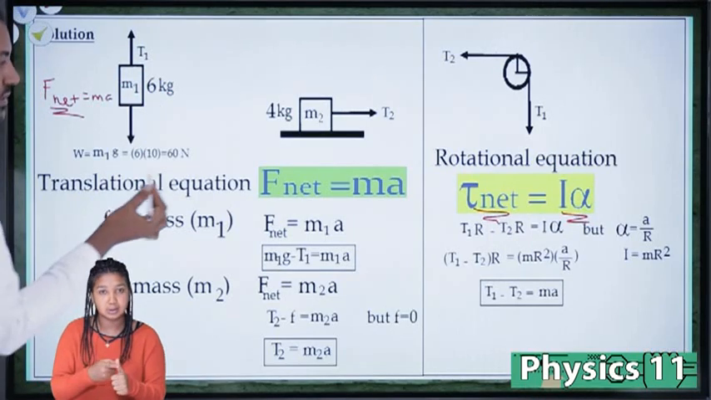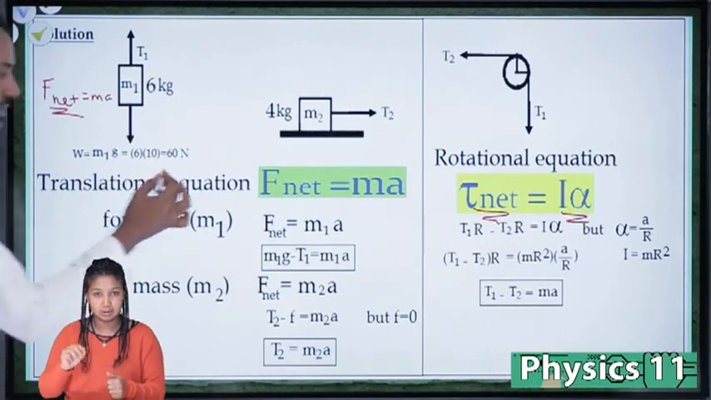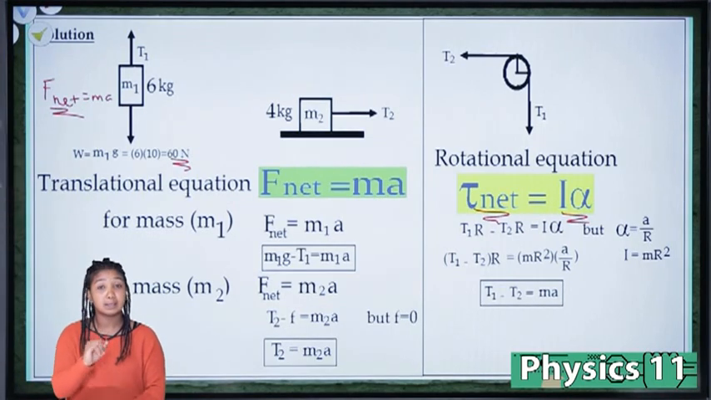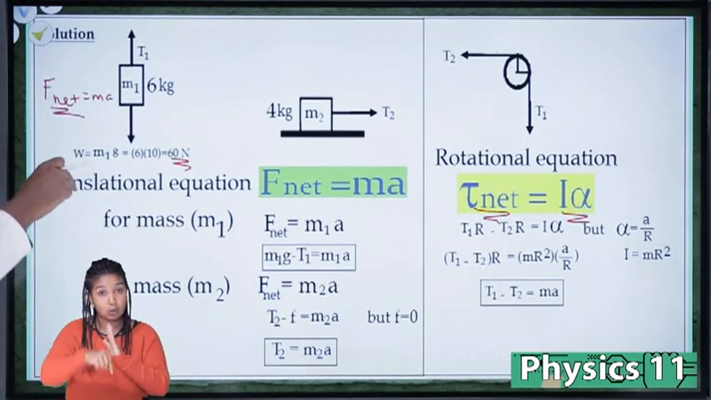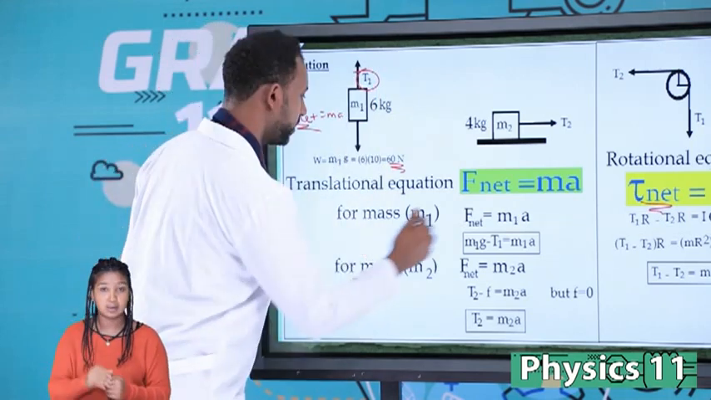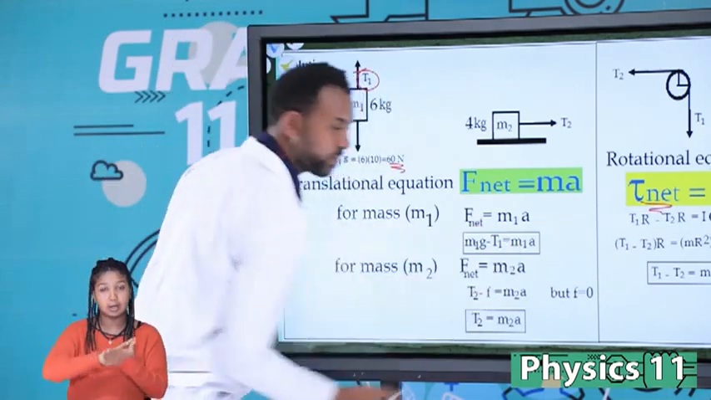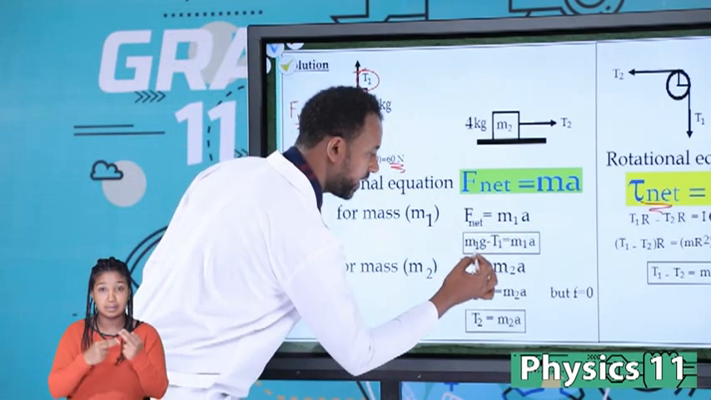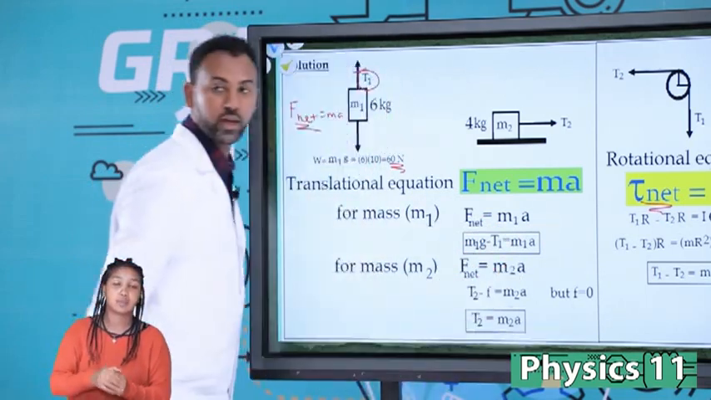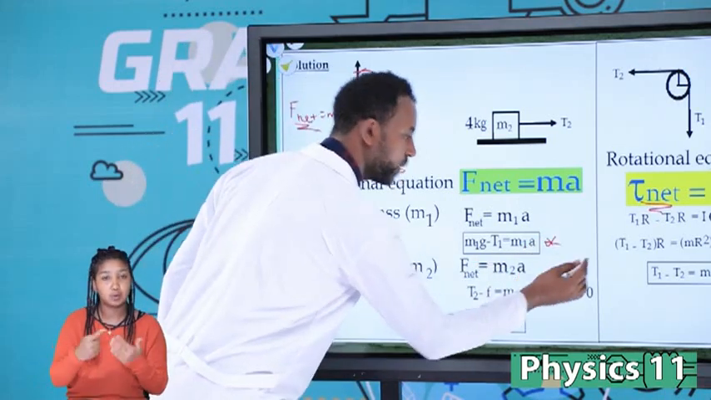In this case, mass 1 is 6 kilograms. 6 times 10 gives us 60 Newton. 60 Newton is the force exerted downward on mass 1. And the other force is tension T1. Therefore, the net force on mass 1 is m1g acting downward, tension T1 acting upward, equal to m1a. This is your first equation.